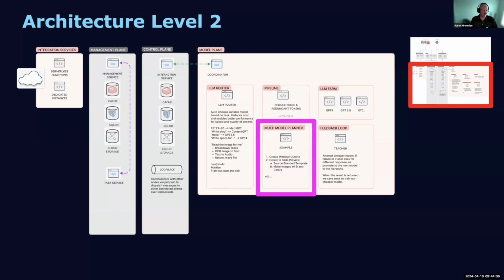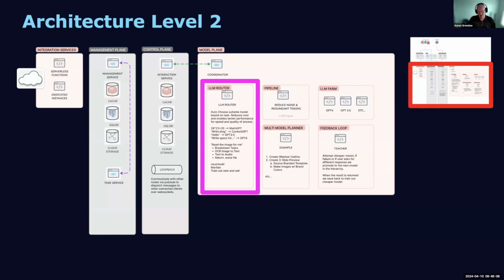And in order to create a 3-slide preview, we might need to go source their branded PowerPoint template. And we might want to then make some images using their brand colors. So our multi-model planner will take the intent that the user has given us, like come up with a webinar outline, and break it down into multiple tasks that we can go out and perform based on the user's preferences. This is going to be an important point I'll come back to in a minute.